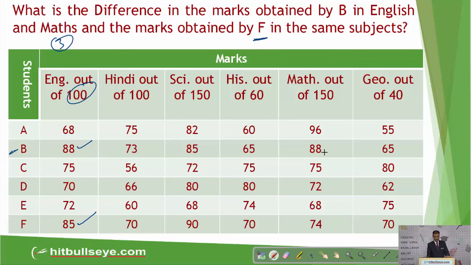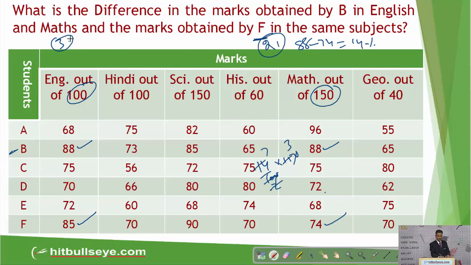Maths is out of 150. So B has got 88 and F has got 74. 88 minus 74, so there is a 14% difference, and here it is out of 100, so 3% of 100 will be 3. Now here you have to take care of 150. 14% of 150 will be 14 by 100 into 150, which will be 21. So 21 is the difference here, 3 is the difference there. So your answer should be 3 plus 21, which will be 24.